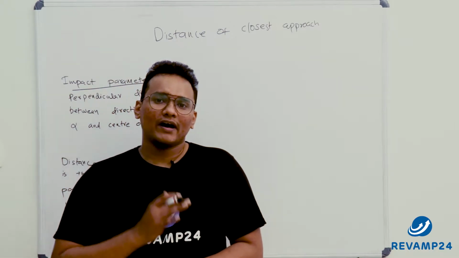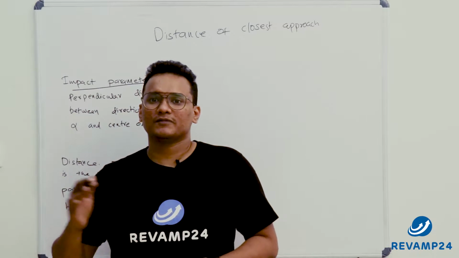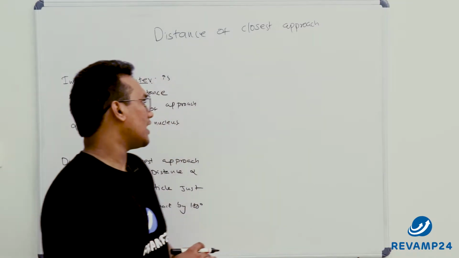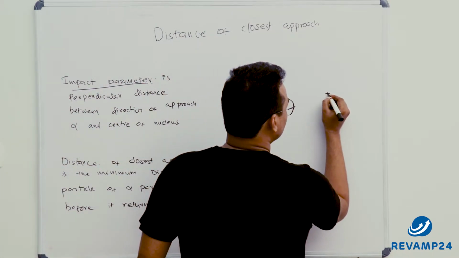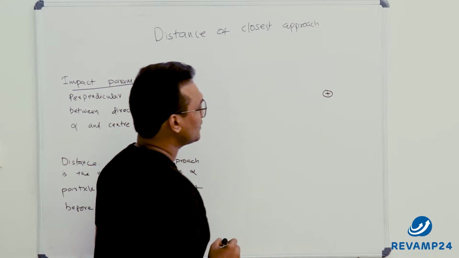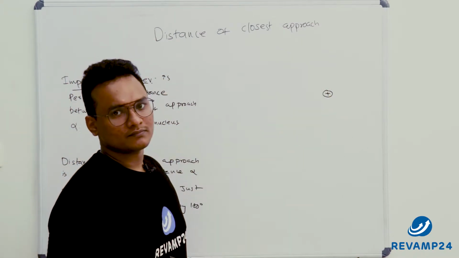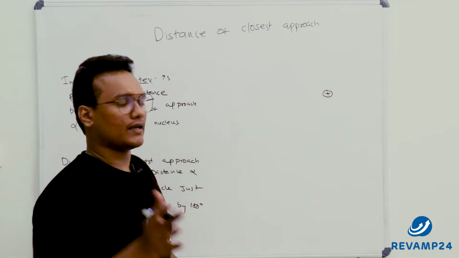In the last video, I explained the Rutherford atomic model, observations and conclusions. As per the conclusion, we know that the nucleus has a positive charge, is at the center of an atom, and carries the entire mass of the atom.